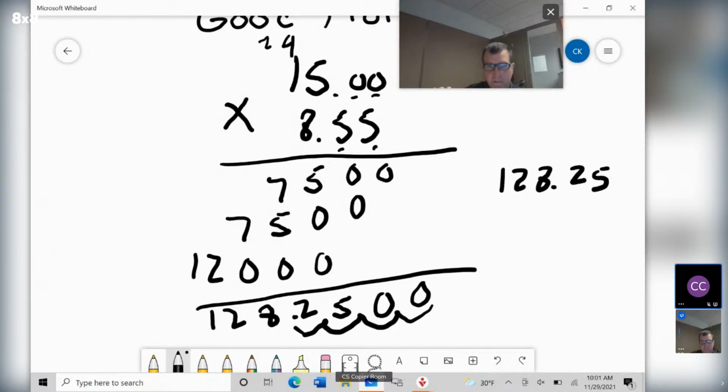But just keep in mind whenever you multiply with a decimal, and in this case there's 1, 2, 3, 4, there are 4 numbers to the right of the decimal, that when you're done, you want to move the decimal the same amount of places to the left. So there's 4 up here, so we want to move it 1, 2, 3, 4. And that's how we got 128.25.